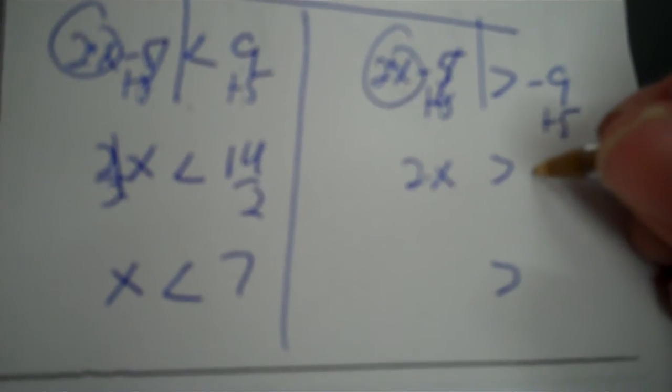We have x, 14 divided by 2 is 7. Then here, minus 5, add 5 doesn't change the sign, divide by 2 doesn't change the sign. If you're dividing by negative 2, it would, but we're not. So 2 times x, negative 9 plus 5 is negative 4, then divide by 2, and you have x, negative 2. Okay, graphing time.